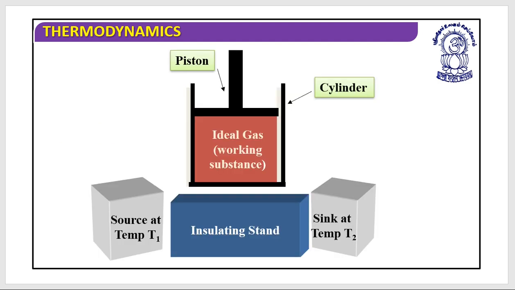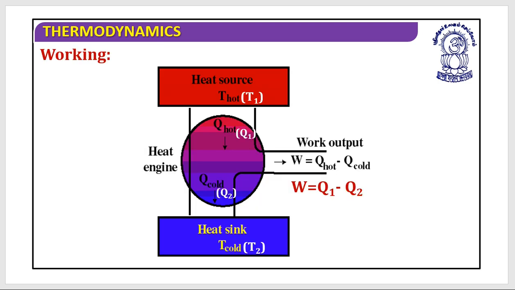So let's look at the situation. This is the source at temperature T1. This is the sink at temperature T2, and this is the insulating stand. With these, we are going to work on this ideal gas, which is what we call the working substance. I hope this is clear. So this is the mechanism of how it works. Let's have a look at the flow diagram.